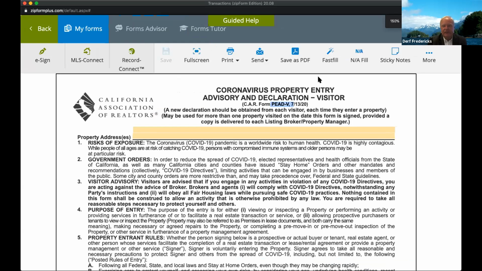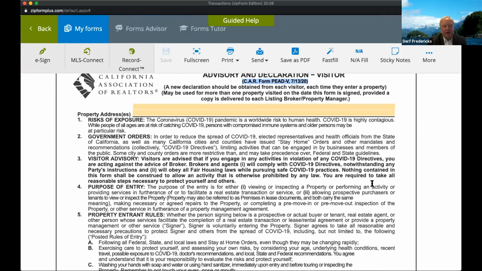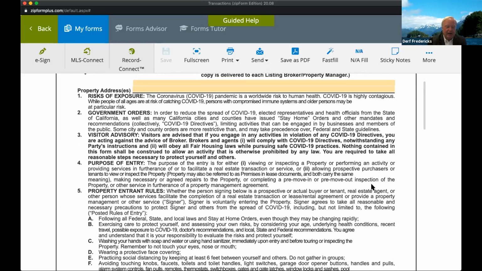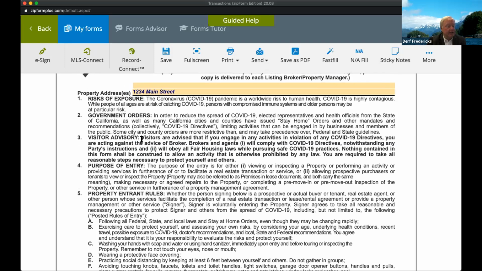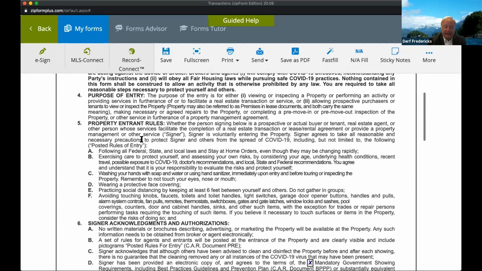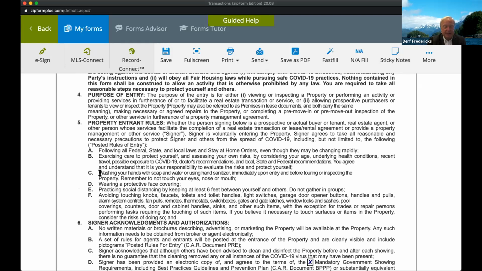But the one for the visitor, if you go through this, it states the rules for the buyer upon entering a property. And I'm just going to highlight the major points in this. This is a two-page form. So the rules basically is that the buyer is to wash their hands immediately upon entering the property. They're to wear a mask. The visitor is responsible to protect themselves, to practice social distancing, and they're instructed not to touch anything.